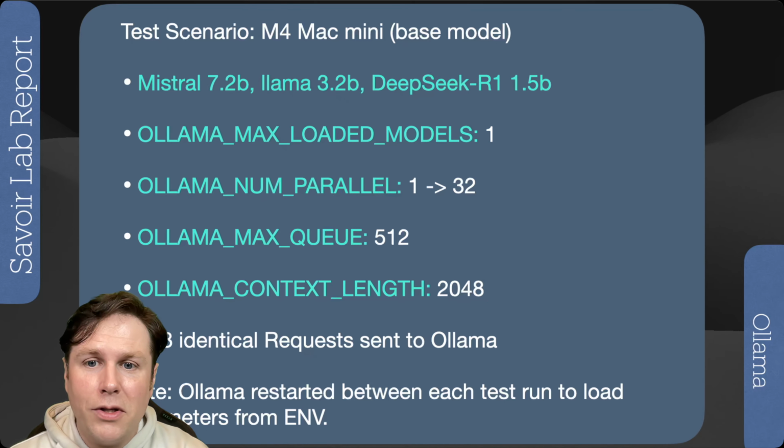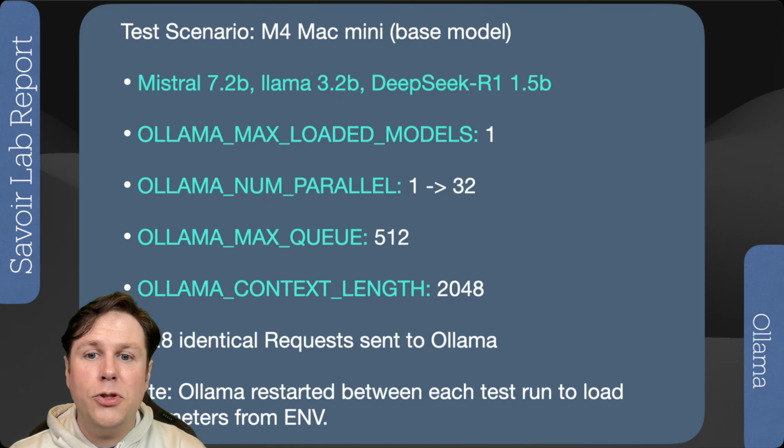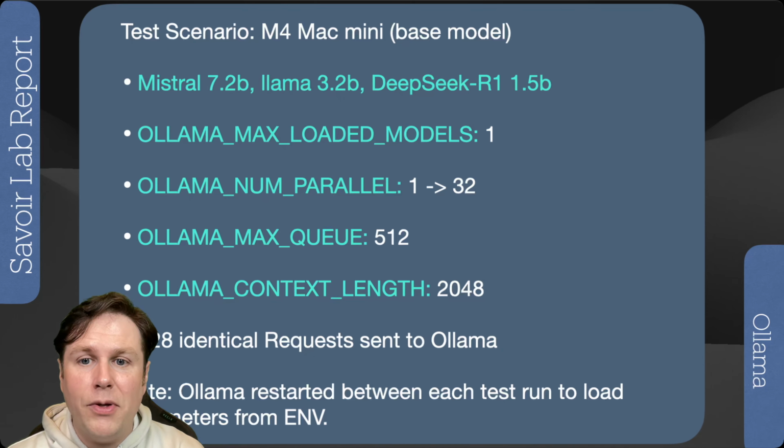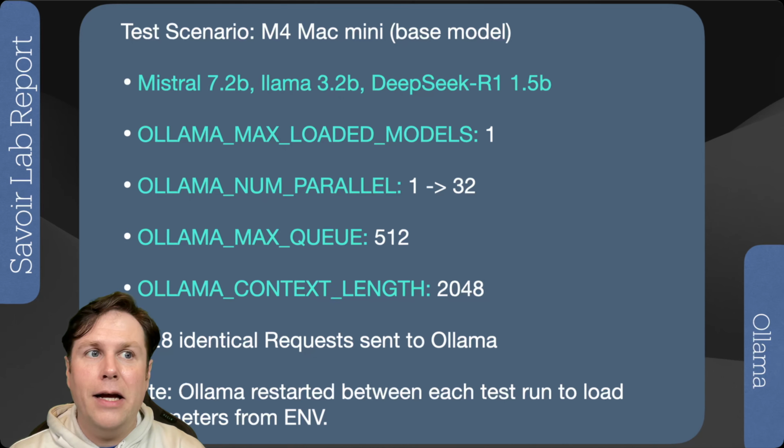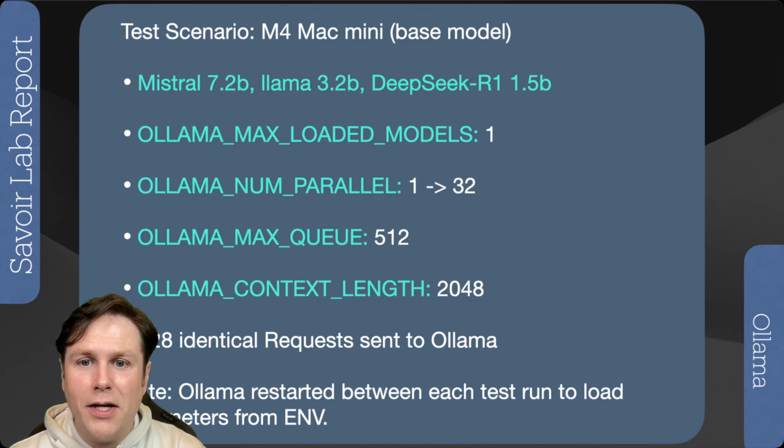And very importantly, the way Ollama works is that to tweak these values, we have to stop it, export or set in the environment the new value, and then restart Ollama for it to take effect. So there's always a restart of the service in between each test run, which eliminates any garbage collection that could have occurred, or artifacts from prior runs on our systems. So let's get into our results.